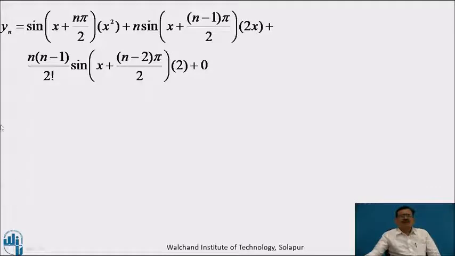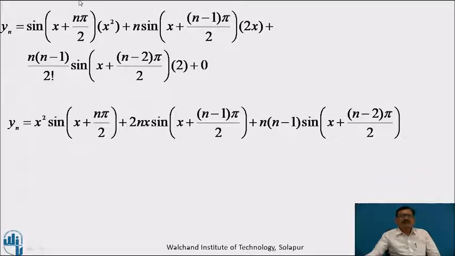Now we can simplify and write, which is equal to, first of all, x square sin of x plus n pi by 2 plus 2x into n, we can write 2nx sin of x plus n minus 1 pi by 2, plus here 2 factorial and 2 will get cancelled, plus n into n minus 1 sin of x plus n minus 2 pi by 2. This was the n derivative of x square sin x.